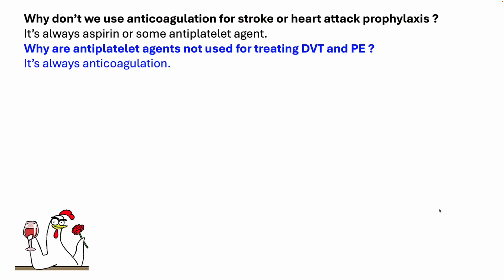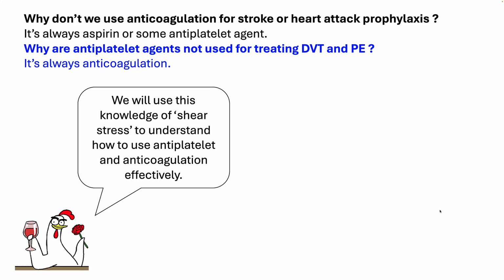So we have learned a lot about shear stress. One of the other roles of the shear stress is its understanding into when to use antiplatelets versus anticoagulation. So you would have observed that you don't use anticoagulation for stroke or heart attack prophylaxis. It's always some antiplatelet agent. While for DVTs and PEs, you always use anticoagulation and avoid antiplatelet agent. We'll understand why that happens in the next lecture.